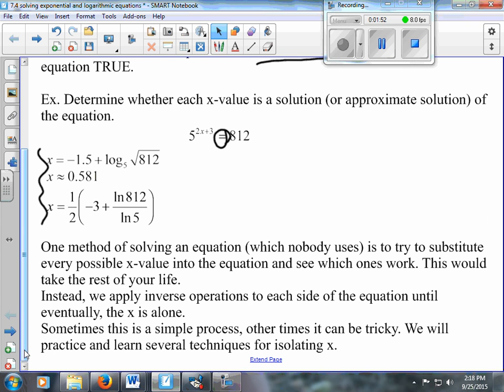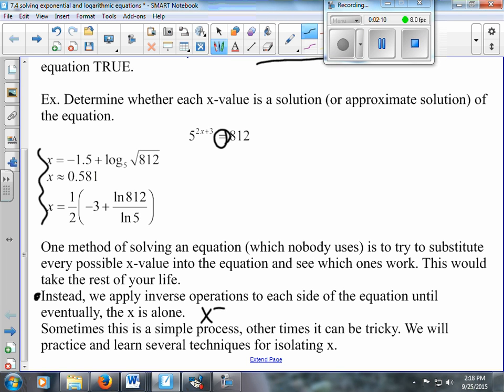Okay, so this is what we could do to solve the equation. We could try to substitute in every single number and see which ones work, but that would take too long. So instead, we are going to solve the way everybody solves, which is to apply inverse operations to every side of the equation until finally the x is alone.